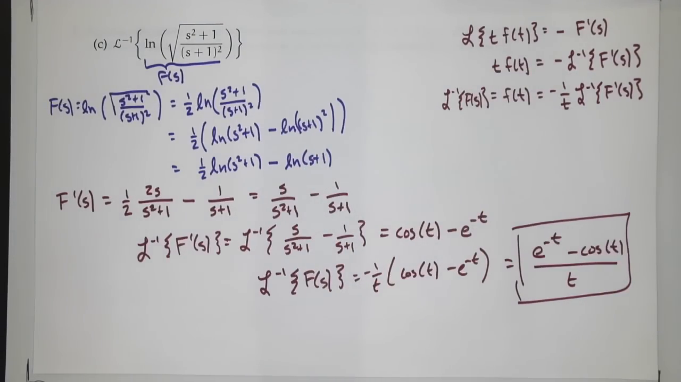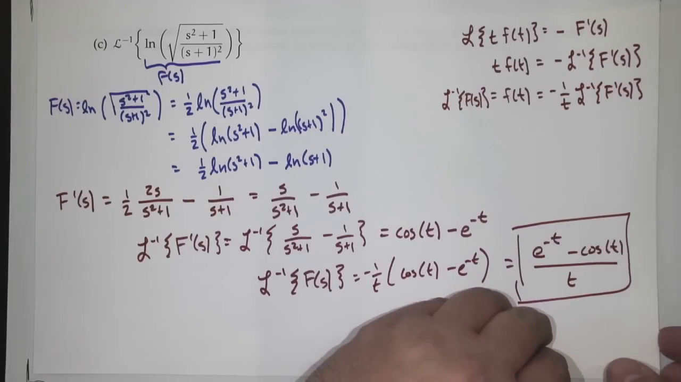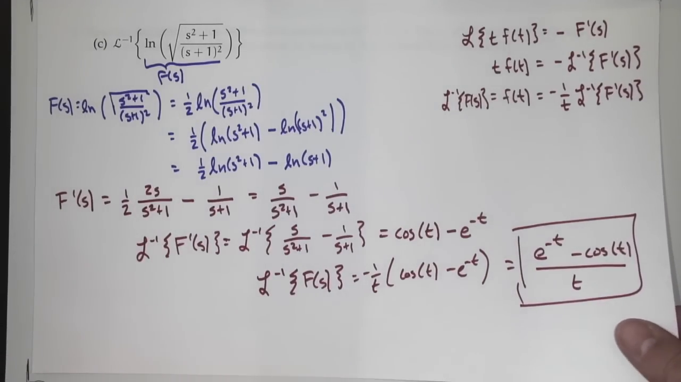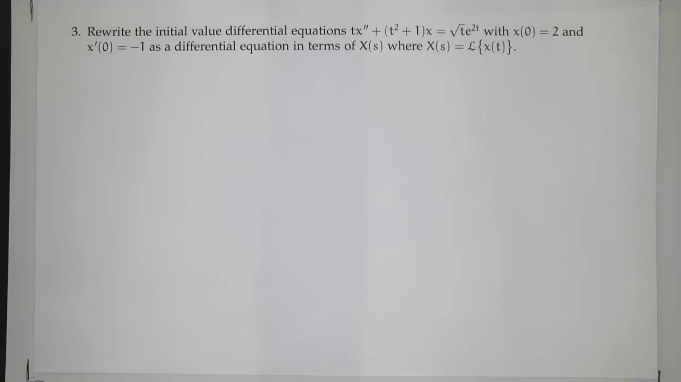So, all right. Well, now that we've got these problems out of the way, we can get to some fun stuff. Number 3. No parts A or B, just the number. This is great. Rewrite the initial value differential equation t x double prime plus (t squared plus 1) x equals square root of t e to the 2t with x of 0 equals 2 and x prime of 0 equals minus 1 as a differential equation in terms of X of s, where X of s is the Laplace transform of x of t.